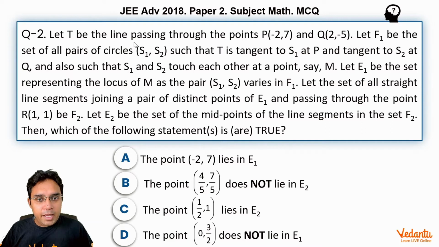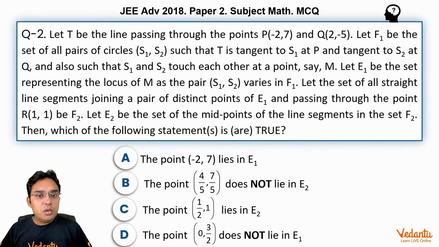Let T be the line passing through points P(-2, 7) and Q(2, -5). Let F1 be the set of all pairs of circles S1, S2 such that T is tangent to S1 at P and tangent to S2 at Q, and also such that S1 and S2 touch each other at a point, say M. Let E1 be the set representing the locus of M as the pair S1, S2 varies in F1. Let the set of all straight line segments joining a pair of distinct points of E1 and passing through the point R(1, 1) be F2.